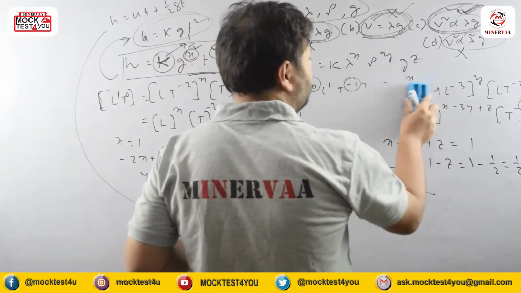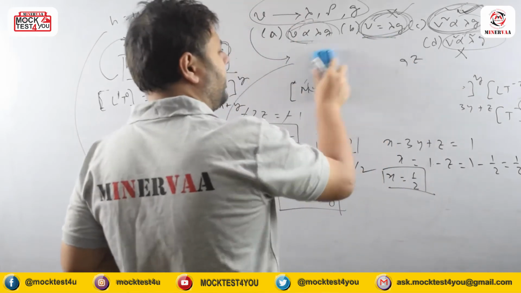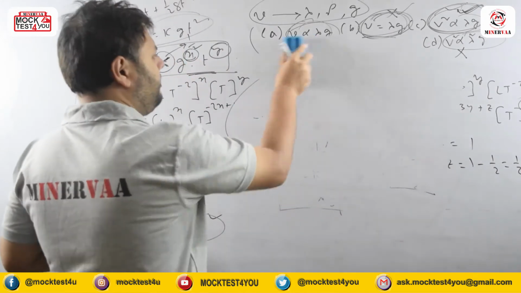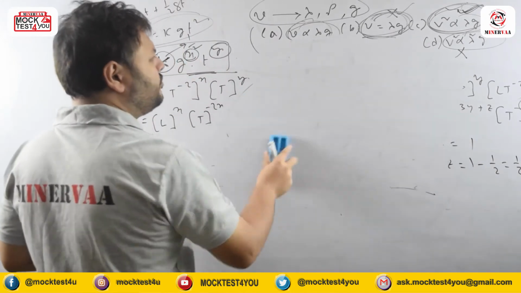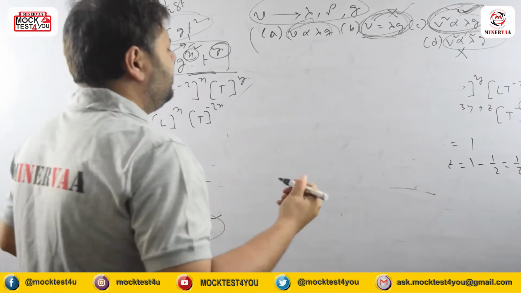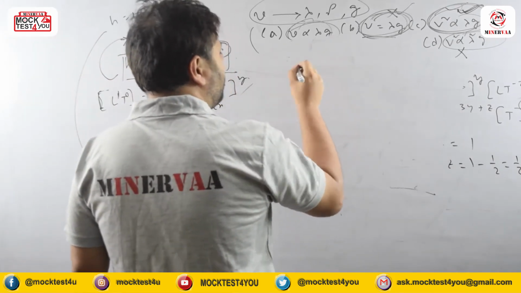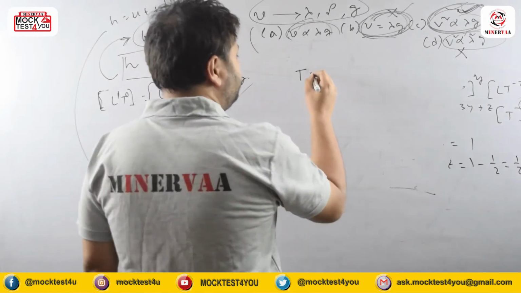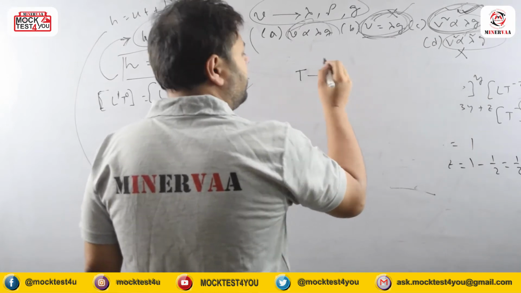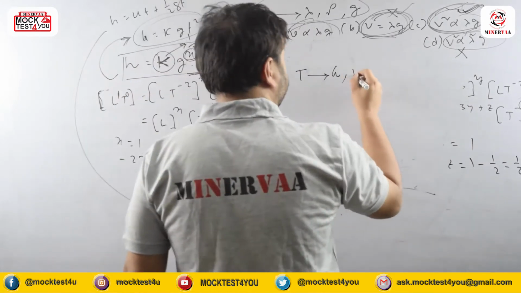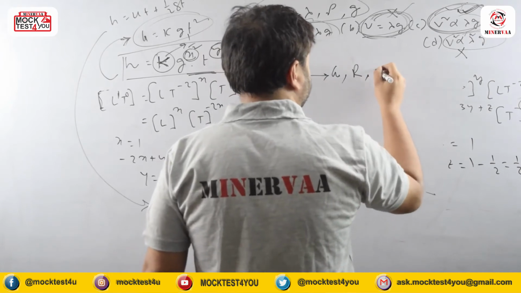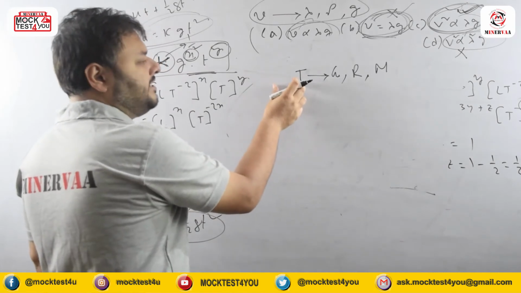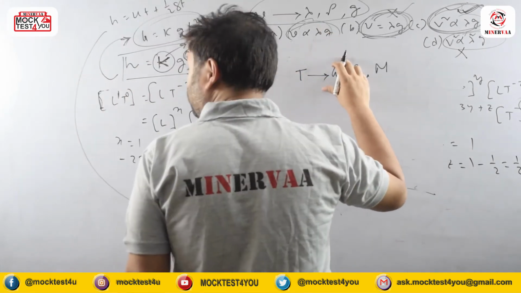Now, when we are thinking about one particular idea of dimensional analysis, suppose one type of question I can expect: the time period of an orbiting satellite around Earth depends upon three things, that is the gravitational constant, the radius of the orbit, and obviously the mass of the planet. This is the time period of the orbiting satellite. This is the gravitational constant, capital G.